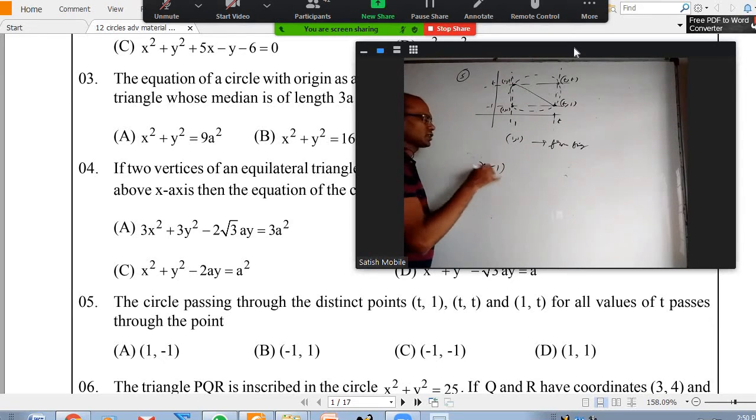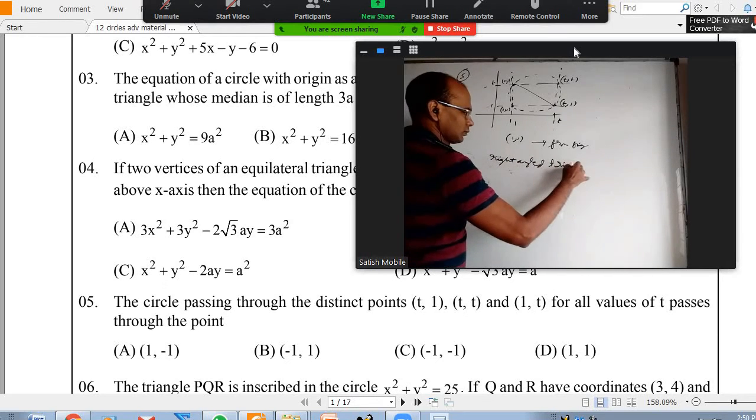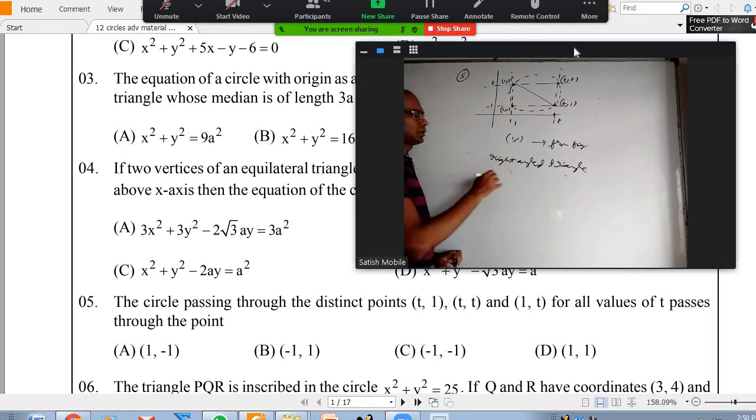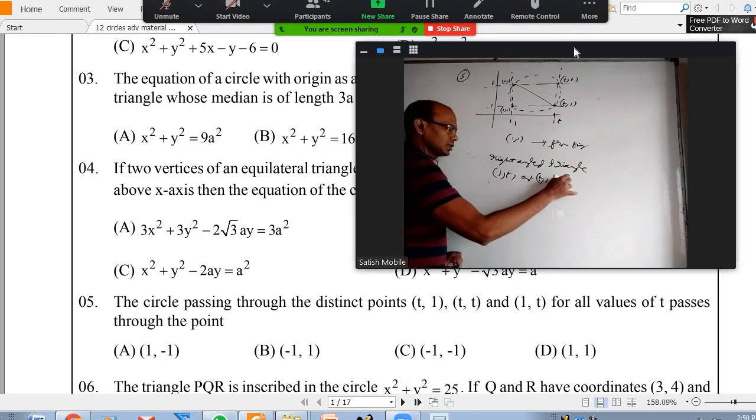So we'll get x minus 1. Okay. It's a right angle triangle. So, right angle triangle. So 1 comma t and t comma 1 are ends of the hypotenuse.